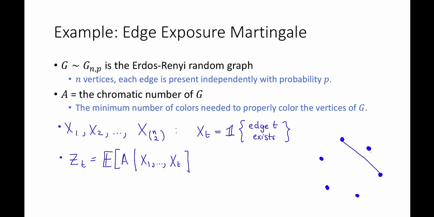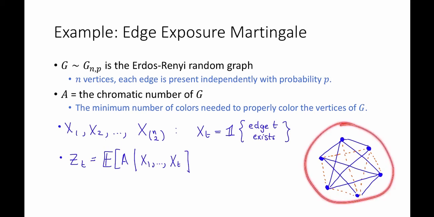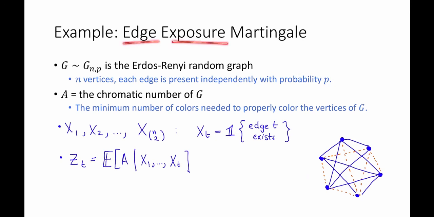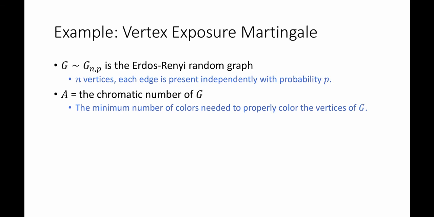And then I say, aha, this edge does not exist. How about now? And then I'll update my expectation. This edge exists. How about now? And so on. At the end of the day, we're just asking, what is the expected chromatic number of this graph, given all of the edges being the status that they are? This is called the edge exposure martingale because we're exposing whether or not an edge exists one at a time. A related example is the vertex exposure martingale.